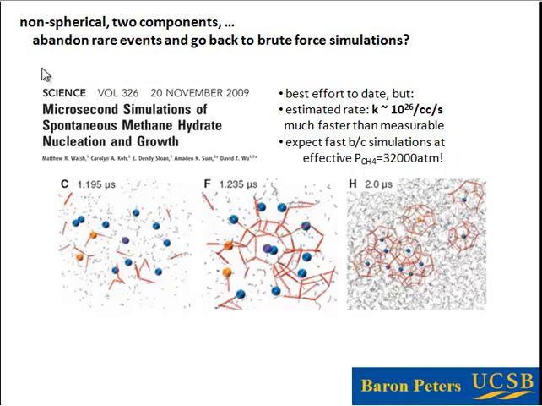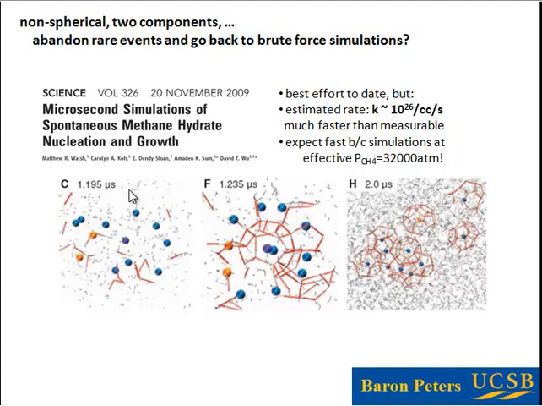Now, a much slower and much more reasonable set of simulations were done in this paper. This is the group of the Colorado School of Mines. This is Dindy Sloan and Amadeo Sum and David Wu working with Matt Walsh. And what they did was quite nice. They have a bubble in their simulation box, and they're able to run NPT simulations this way and effectively control their supersaturation as the nucleation process is happening. So this was quite an innovation.